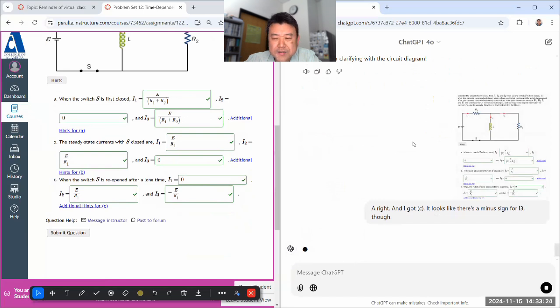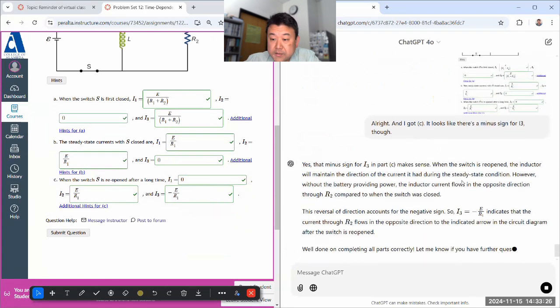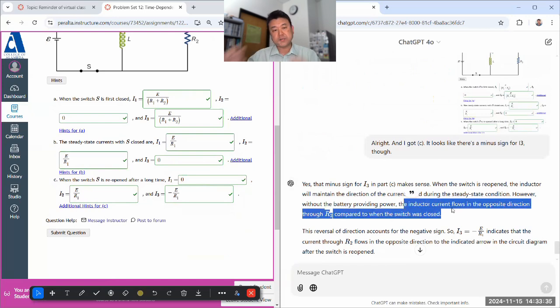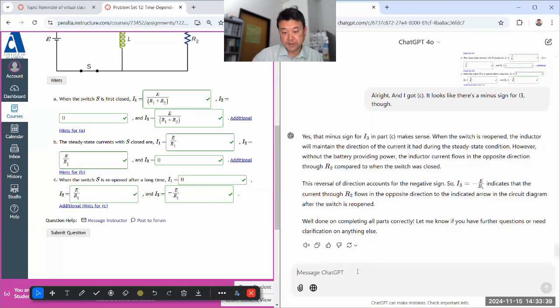Will it explain the minus sign? It makes sense because the inductor maintains current in the opposite direction through R2. Yeah, so if you define the positive to be the direction it was flowing before, then yeah, it's negative. All right, great.